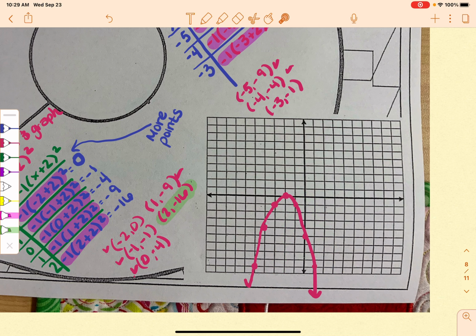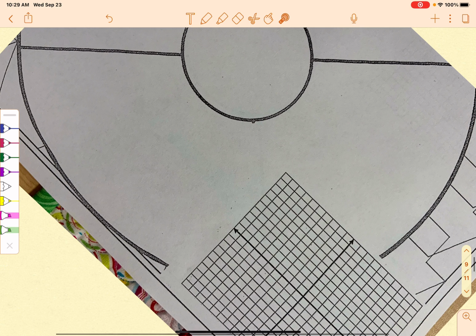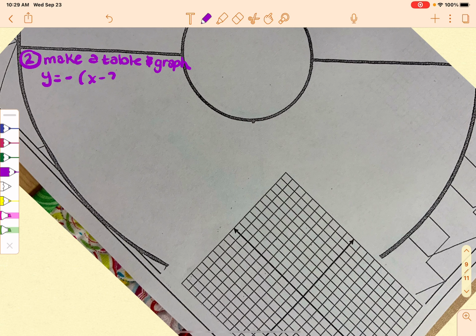Okay, let's go to the second example. So I'm switching to the other half of my page. Number this 2. It's still the same directions. So make a table and graph. My equation on this one, though, is y equals negative x minus 2 squared. Now, if you would like to on this one add a 1 here, you're more than welcome to do that, because we assume that there's a 1 out there with that negative sign all along.